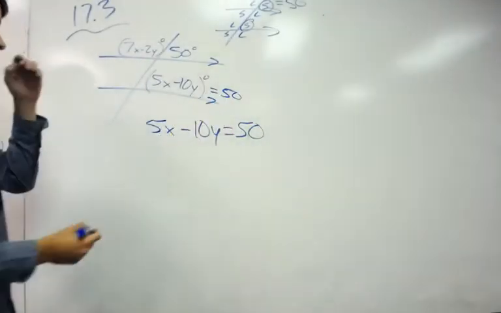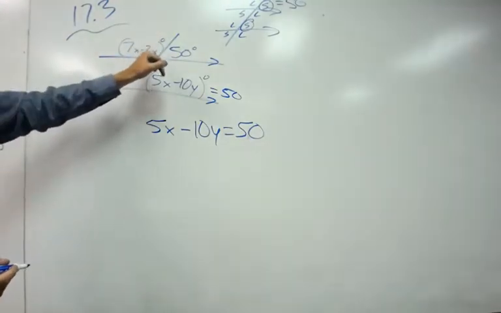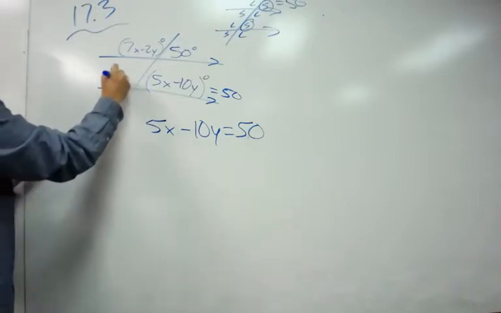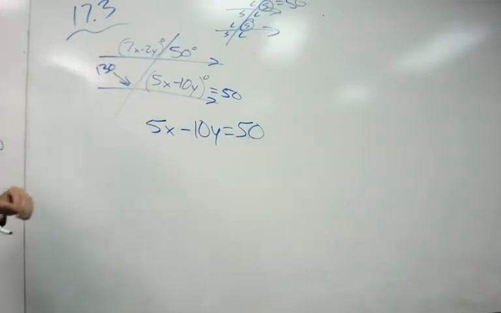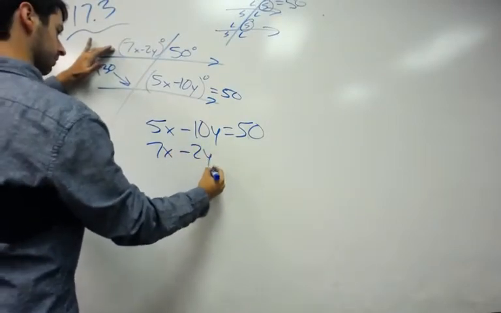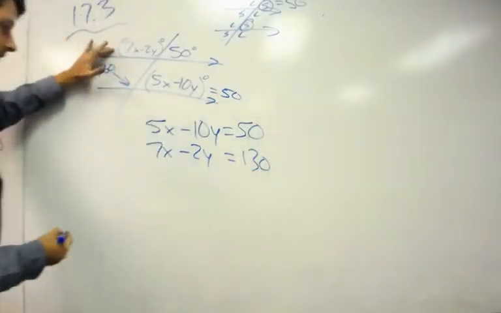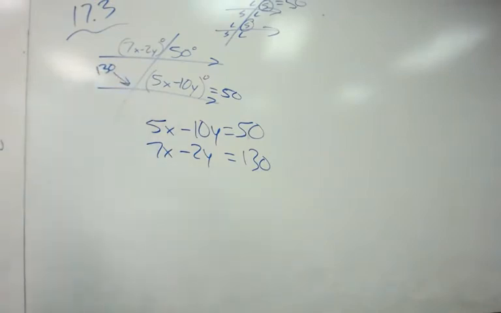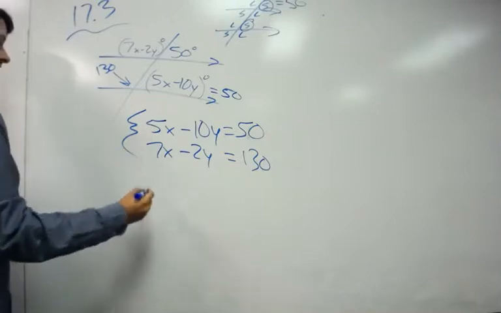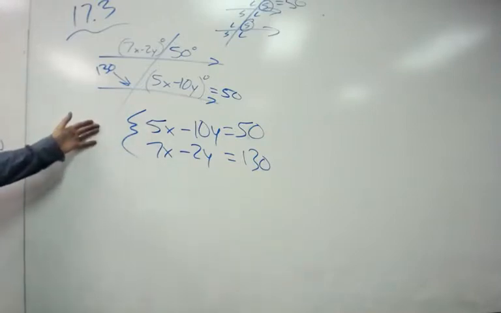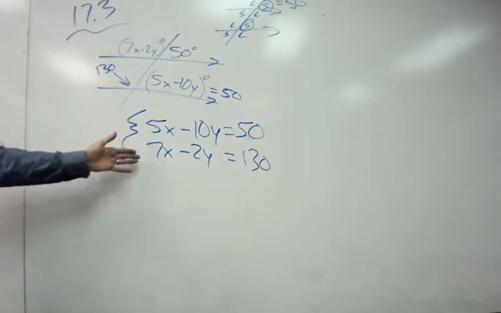Now all the other angles, once again, the large angles are supplementary with the small angles. So if this angle is 50, we automatically know that this one is 130, supplementary. So therefore we know 7x minus 2y equals 130. And the x and y values are the same. So we can put the brackets around it, and we can solve using substitution or elimination.